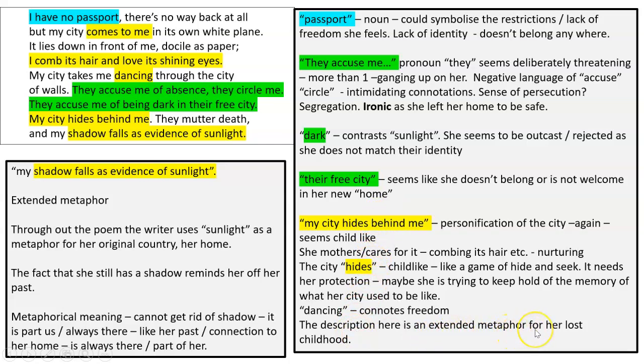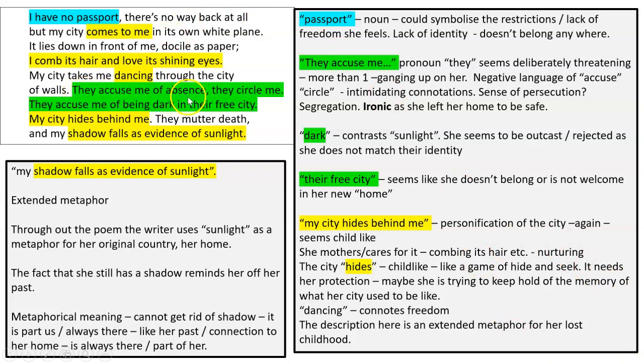Why is she using this as an extended metaphor? Well, she lost her childhood when she had to leave. She had to grow up quickly, perhaps, and witness adult scenes maybe. So this kind of relationship with her country that she has now is almost like a metaphor for her lost childhood. Let's look at this little bit here in the middle as well.